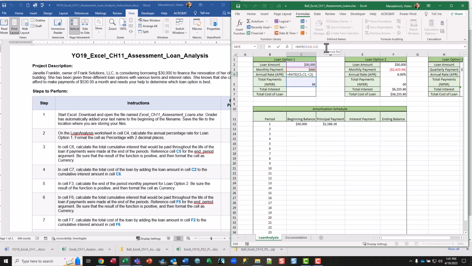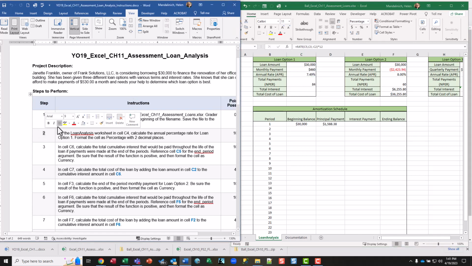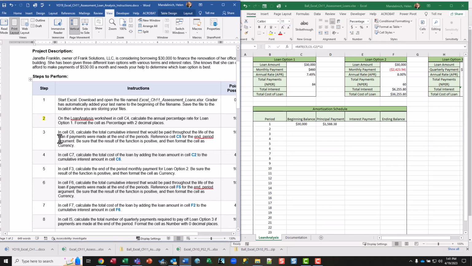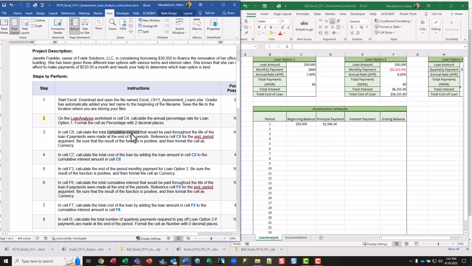So we need to come up to this formula and multiply it by the 12, because that's how many times you make a payment in a year. And then we need to format it with 2 decimals. So we're just going to increase the decimals 1, 2. So it's 7.49. So that's cool. So 2 is done.